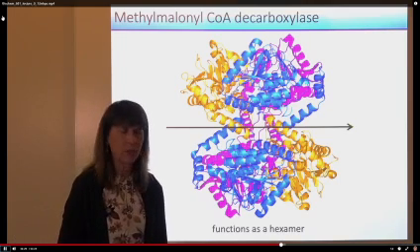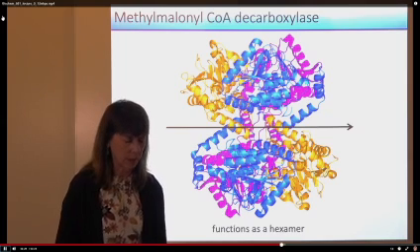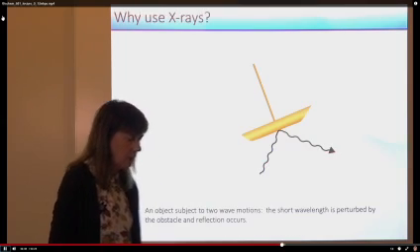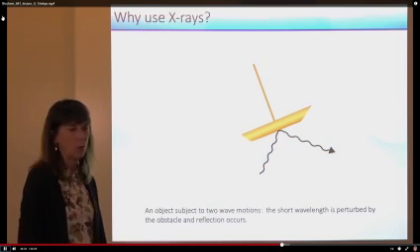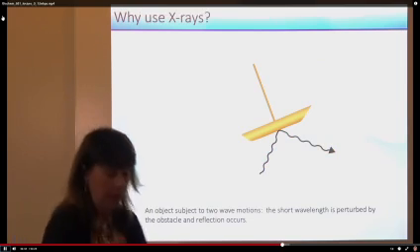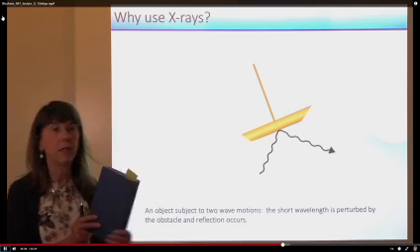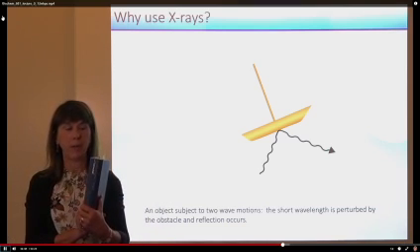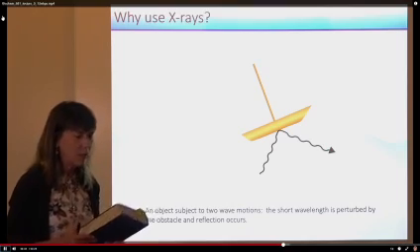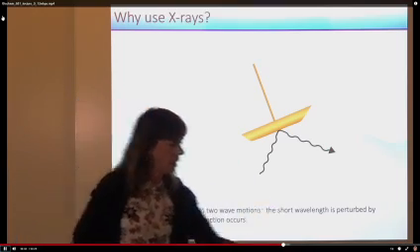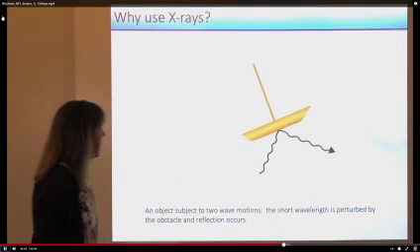Now, why do we use X-rays? And this figure comes out of this wonderful book by Dennis Sherwood, which is out of print. I actually brought it along. It's everything you'd ever want to know about crystallography, and probably more than that. It's a really good book. He does a wonderful job of explaining this stuff. And this is from his book.